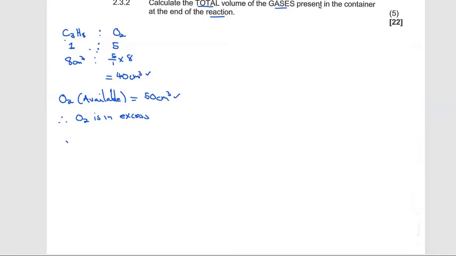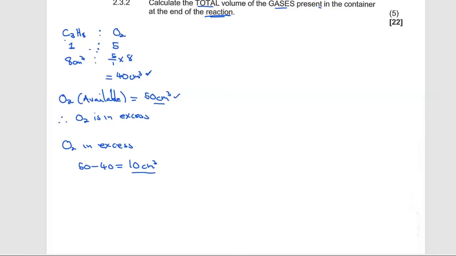Now with oxygen in excess, let's find the amount of oxygen that is in excess. So I'm going to say O2 in excess. We only need 40, and we have 50. So I'm going to say 50 minus 40, which gives me a value of 10 cubic centimeters. This is the volume that is in excess. Take note, they said calculate the total volume of the gases present in the container at the end of this reaction, so I'm going to say 10 cubic centimeters.